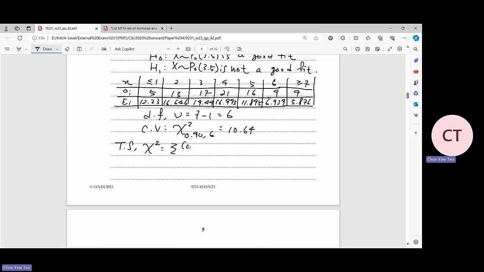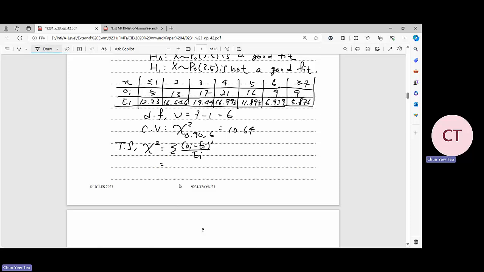It's the sum of (Oi minus Ei) squared divided by Ei. For each and every one of them, I will implement it straight away into this formula. That means I will not write it out like this. I will skip this process and just press the calculator directly, one by one.